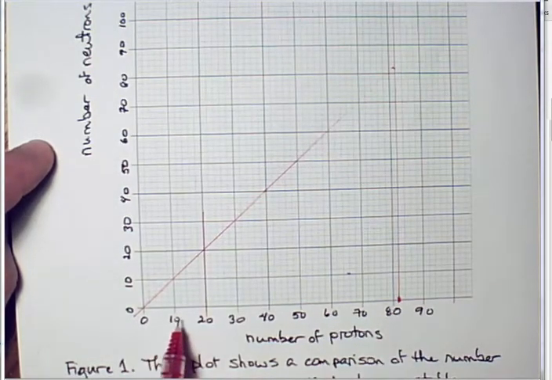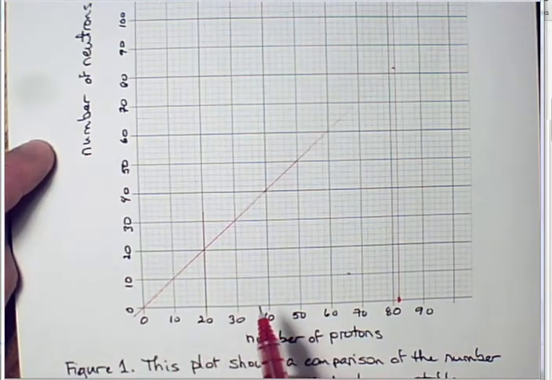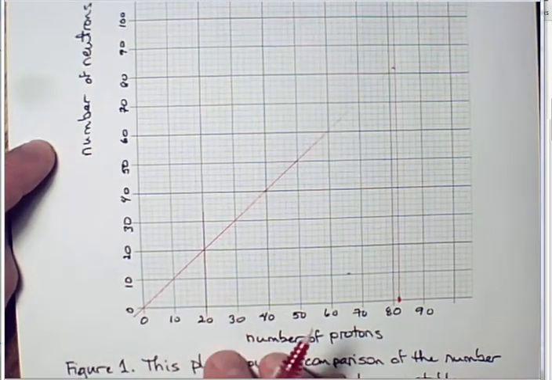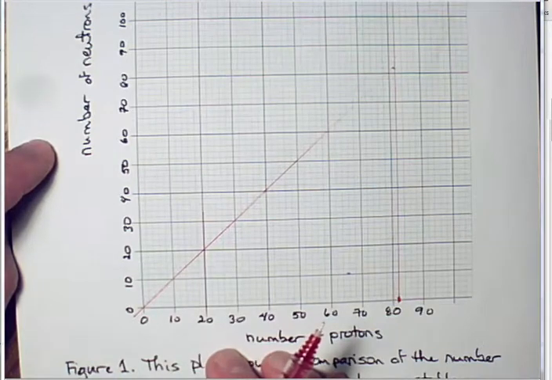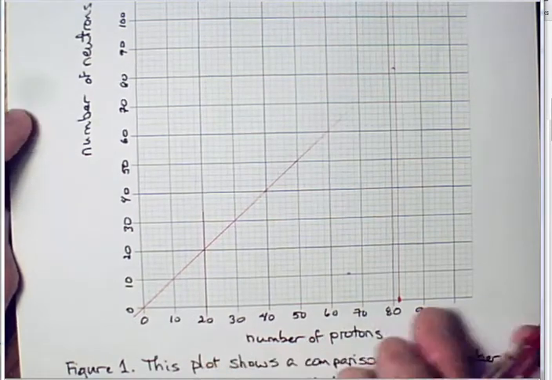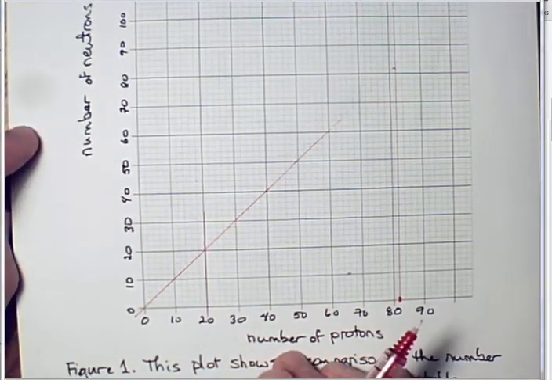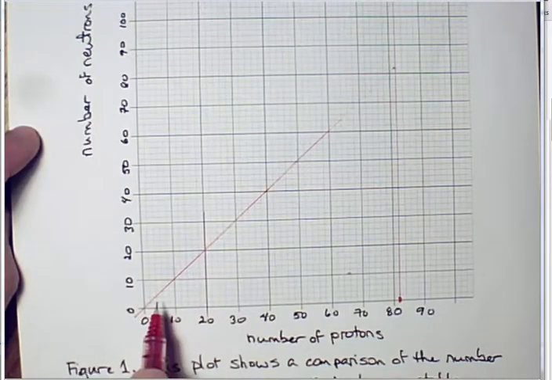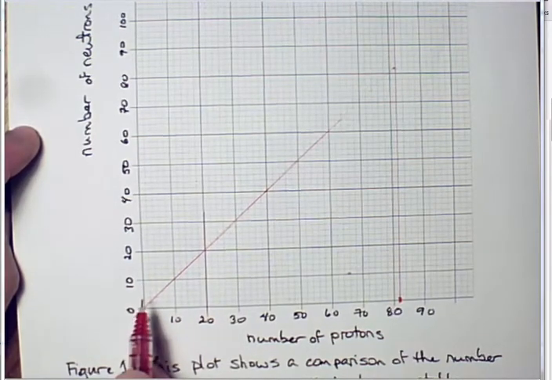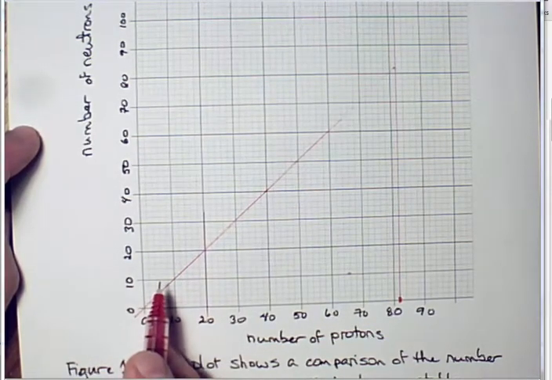If I go over 10, I need to go up 15. If I go over 20, how far do I go up? 30. Okay? Because it's 1.5 times. 1.5 times 20 is 30. That's just an easier way to figure it out. But I want to go up 1.5 for every 1. Over 1, up 1.5. Over 1, up 1.5.